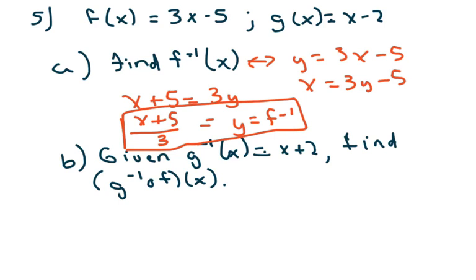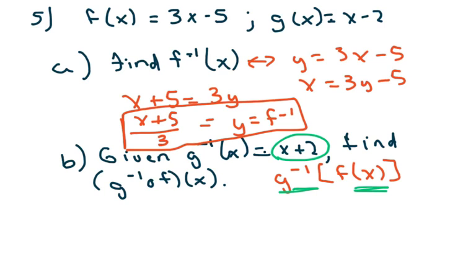Now, they give you the inverse of g. So they did that for you. And they want you to find g inverse of f. So basically, I like to write it this way. And this is again the inner function, outer function. So I'm going to write the outer function down. The outer function is x plus 2. So everywhere there's an x, I'm going to put parentheses. And inside of that, I'm going to dump in f of x.